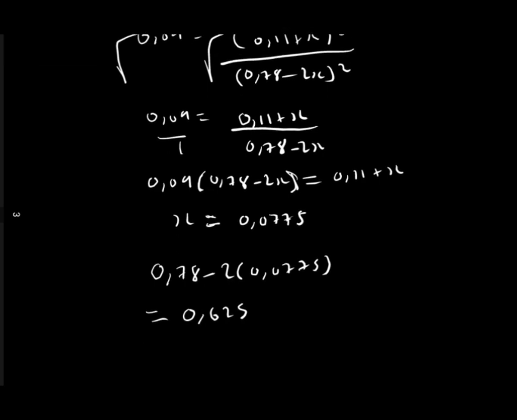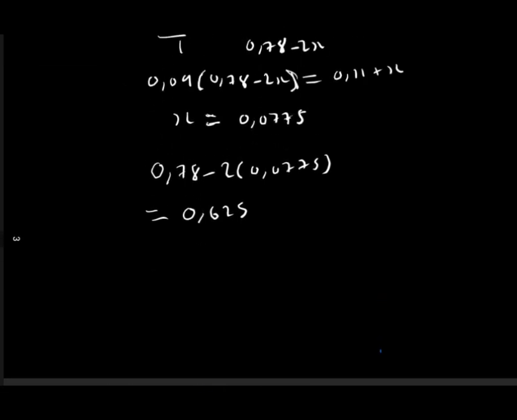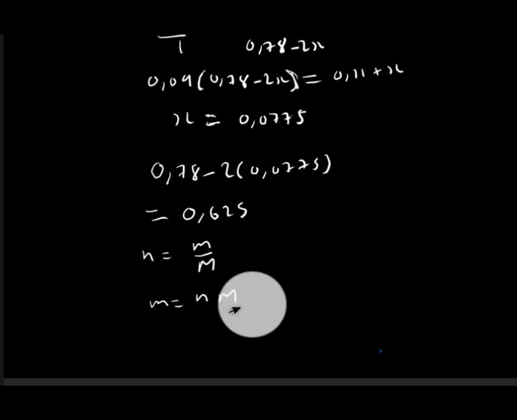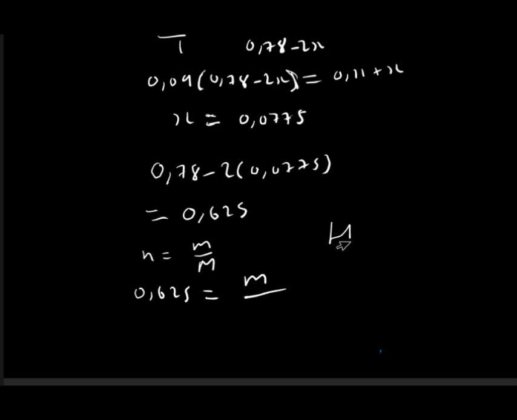So we need to get the mass. For us to get the mass, notice that n is equal to small m over big M. Therefore small m is equal to n times M. It's not a must to do this first, so let's just do it the normal way. We have the number of moles 0.625, and this is going to be the mass, which is what we're looking for, over the molar mass. We want the molar mass of HI, so we have to look at the periodic table.